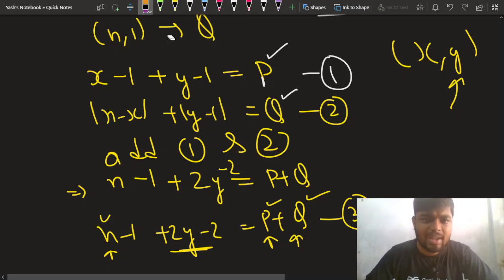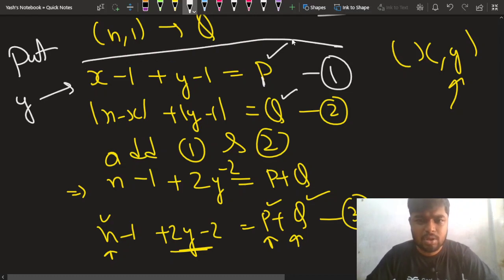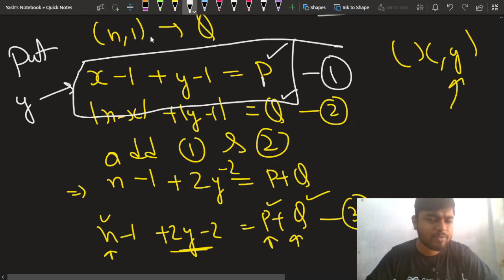Once you know y, you can put the value of y in the first equation. You know y after you have computed it from the third equation, and you also know p, which was given to you by the computer once you pass the point 1 comma 1 to it. So you will be easily able to determine x.